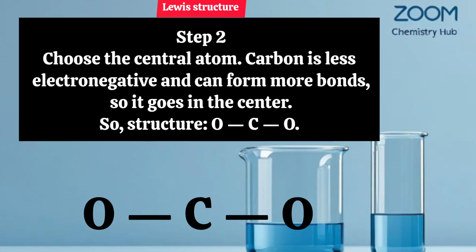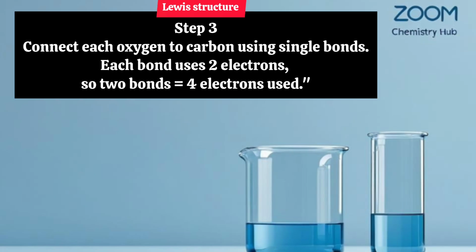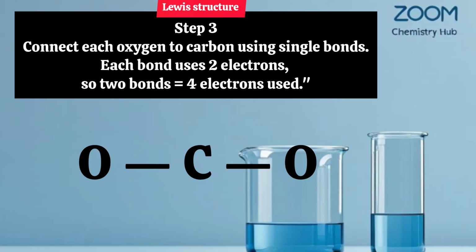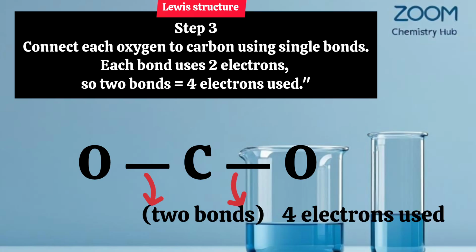So we choose the less electronegative element or atom. In carbon dioxide, the less electronegative element is the carbon, so we will make the carbon the central atom and it goes in the center. Next we connect the central atom with the outer atoms by a single line to make the structure of the molecule. So we connect each oxygen to the carbon using a single bond, and each bond uses 2 electrons, so 2 bonds equal 4 electrons.